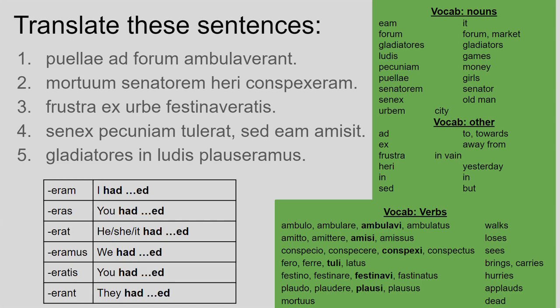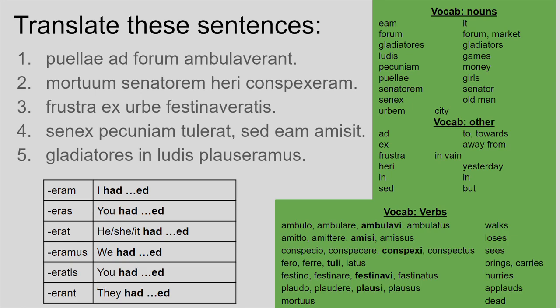That's my first part. For the second part of the sentence, I start with sed, which is a connective, means but. My second verb is amisit. He or she or it lost. Now this is just a normal perfect tense because it has the isti, it ending rather than the eram, eras, erat ending. I don't have another nominative, so I keep the old man as my subject for this part of the sentence as well. But I do have eam, which means it, and that's an accusative. So this is what he lost. Now it means it's referring to the money from the first part of the sentence. So altogether, the old man, senex, had brought money, but he lost it.